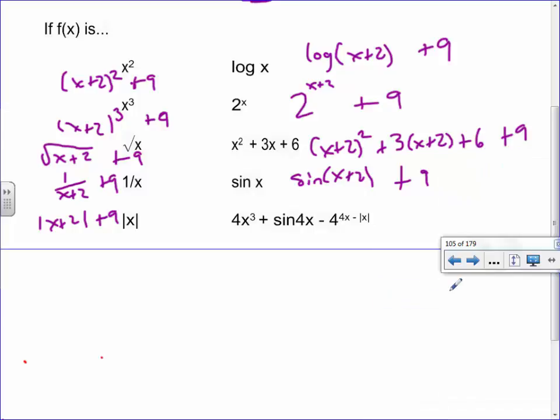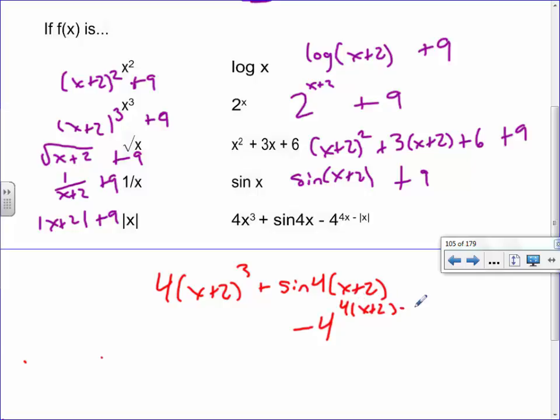Does anybody have any clue what this graph is going to look like? I don't care. What's the new graph going to look like? It will look exactly like the old graph, just slid 2 and up 9. That's what it would be.